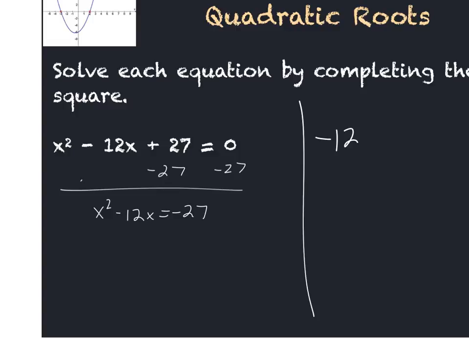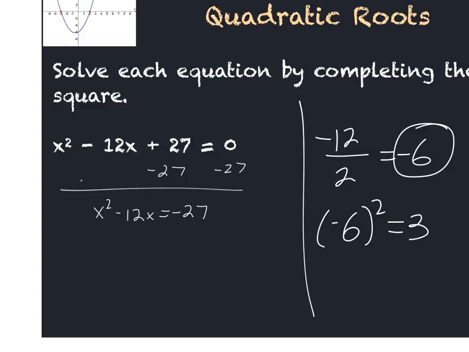Negative 12 divided by 2 is negative 6. And then you take that value and square it. So negative 6 squared is going to equal 36. And you'll see why we're doing that in a moment. And you're going to want to add this 36 on both sides of your equation.